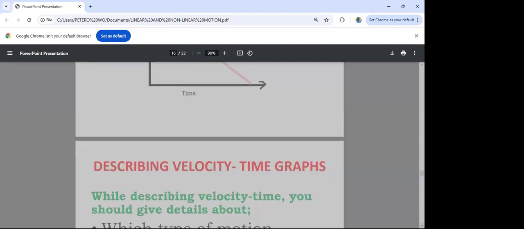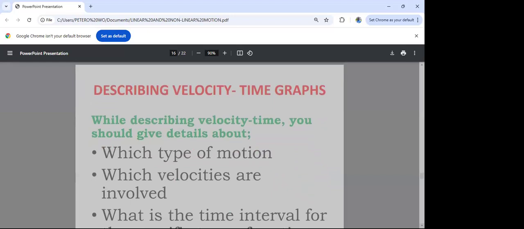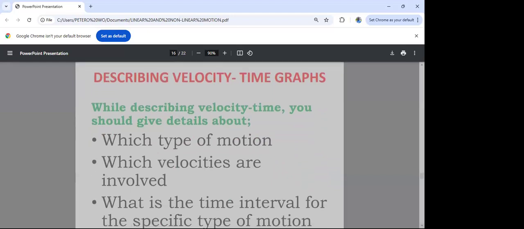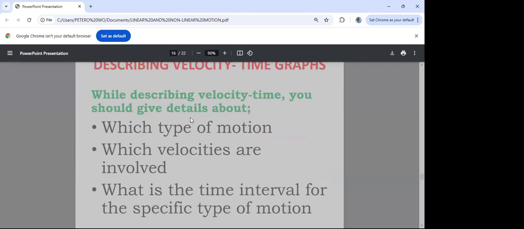So I want us to look at this slide and someone will read for us what we have on the slide. Anyone to read for us? Nora. Okay. Describing velocity time graphs. While describing velocity time graphs, you should give details about which type of motion, which velocities are involved, what is the time interval for the specific type of motion.